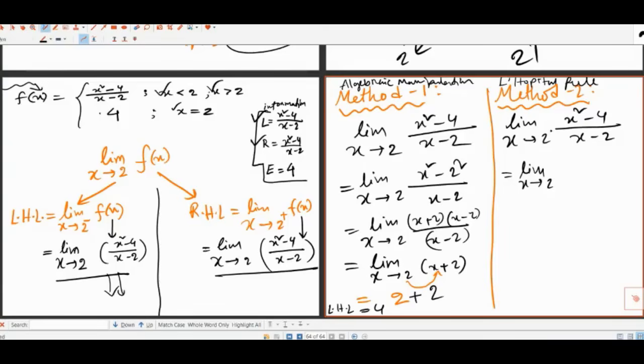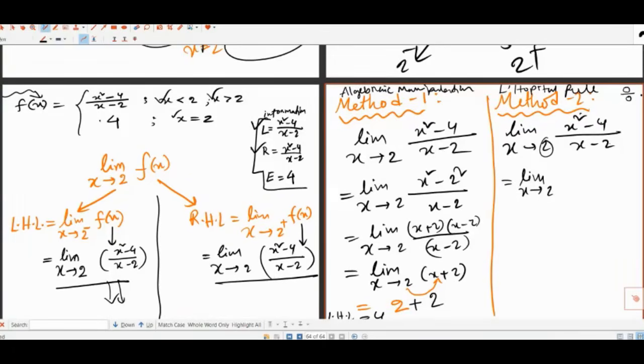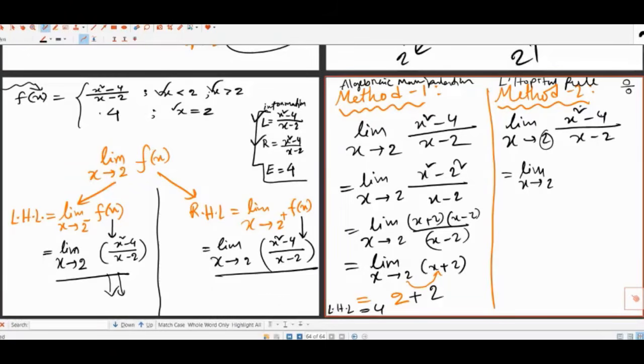L'Hopital's rule mainly depends on differentiation, and it deals with 0 by 0. If we input 2 initially, 2 squared minus 4 is 4 minus 4, that is 0, and 2 minus 2 in the denominator is 0. So 0 by 0 is coming, which is called an indeterminate form. We will discuss this later. But for now, I want to show that whatever method we use, we will get the same result. It's up to you. There will be no restriction in exams. You can apply any method that is helpful for you.